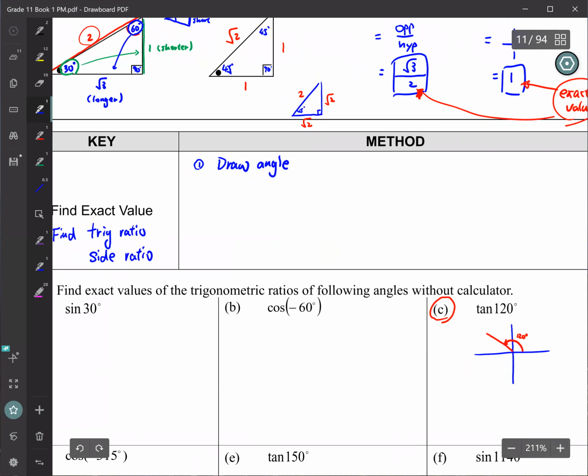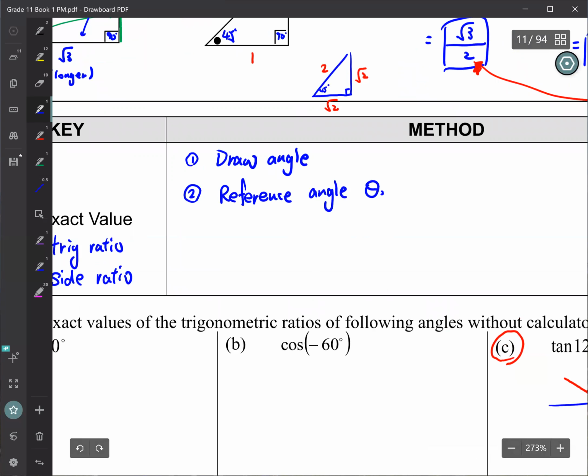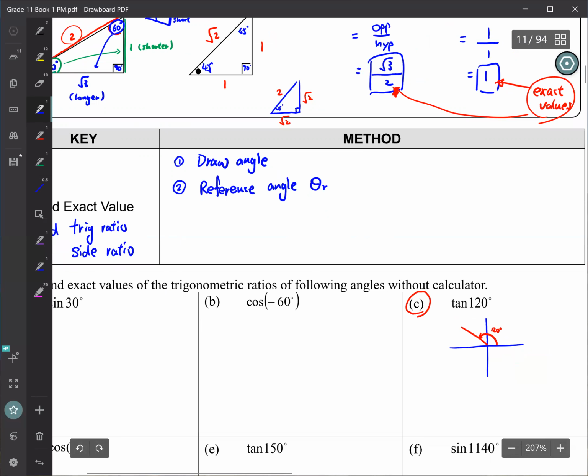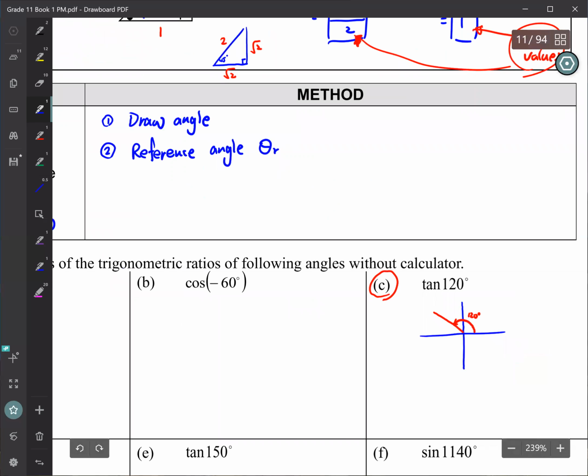Step 2, right? Once you get an angle on the picture, on the standard form, you have to find the reference angle. Okay, what you learned last week? You have to figure out what's the reference angle there. Reference angle, we use this symbol, theta with a little r. Okay? So how big is the reference angle?